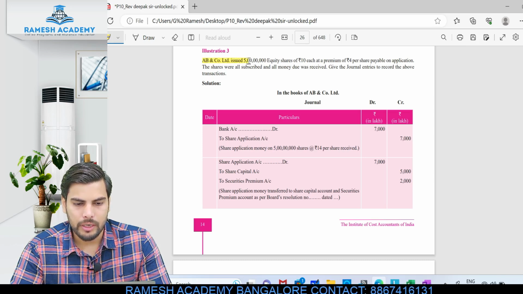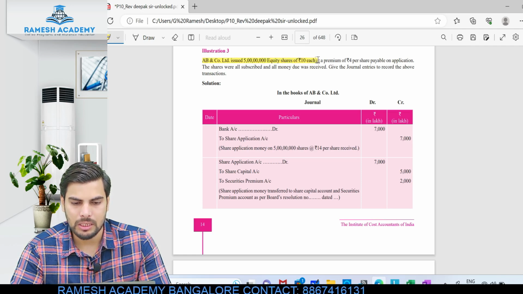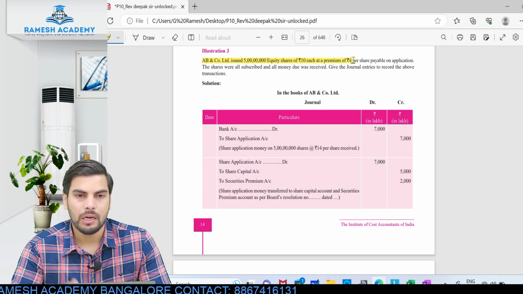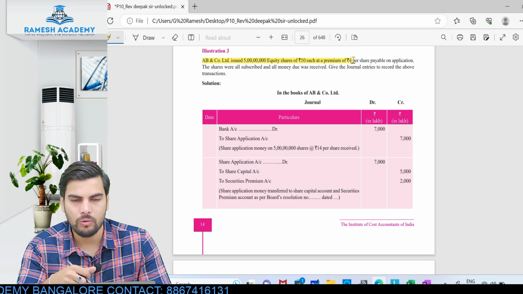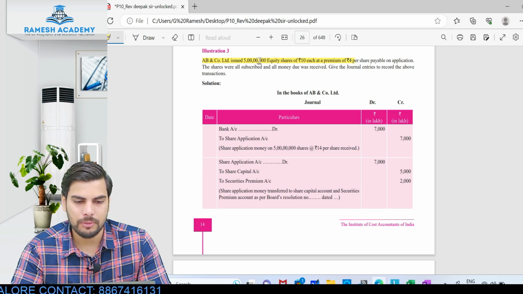AB & Co Limited issued 5 crore equity shares of rupees 10 each at a premium of 4 rupees. So what would be the issue price? A 10 rupees share, if I am collecting an extra 4 rupees, what would be the issue price? 14 rupees will be the issue price. And how much is the number of shares which I am issuing? 500 lakh, which is nothing but 5 crores.